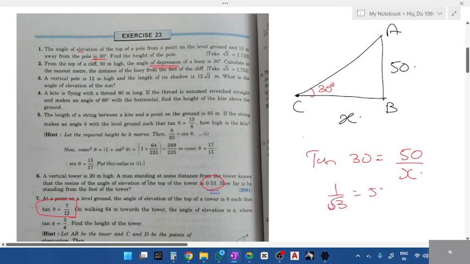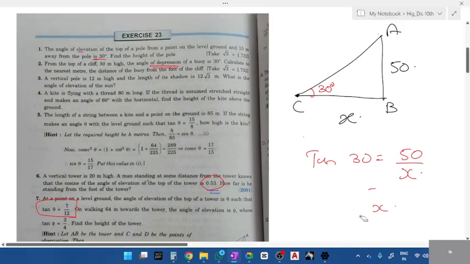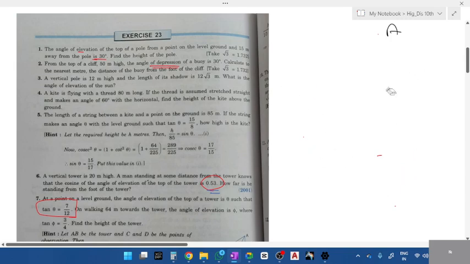1 by root 3 is equal to 50 divided by x. If you want to find x, 50 into root 3. What is root 3? 1.732. Fine. All of you understood how to solve height and distance questions now? Now tell me the third one, students.